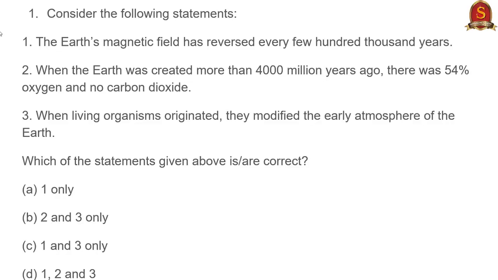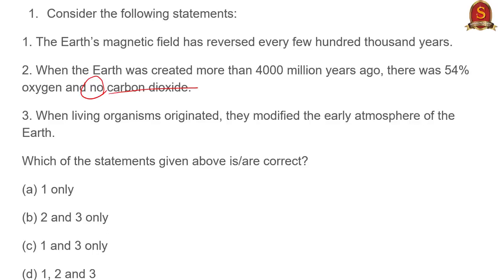Now, when living organisms originated, they modified the early atmosphere of the Earth. Fine. You go to the 2nd statement. When the Earth was created more than 4,000 million years ago, there was 54% carbon dioxide, 54% oxygen and no carbon dioxide. Now, this is a pattern which you can see with respect to most questions in UPSC. The use of words like no, only, all, which have a complete negation.